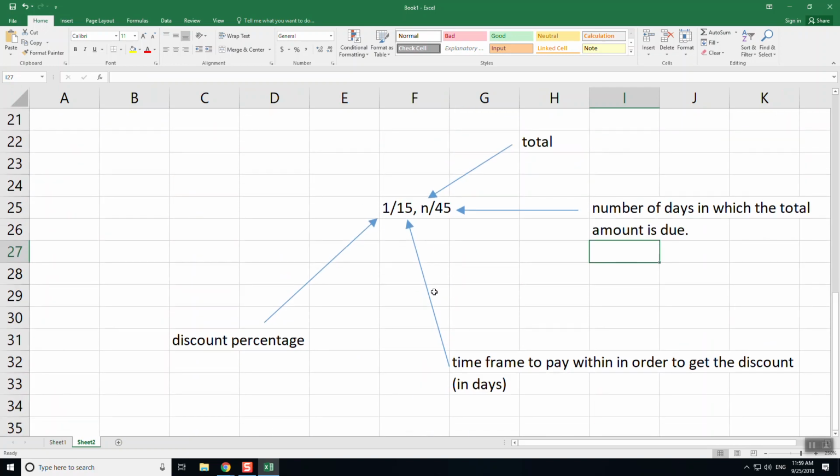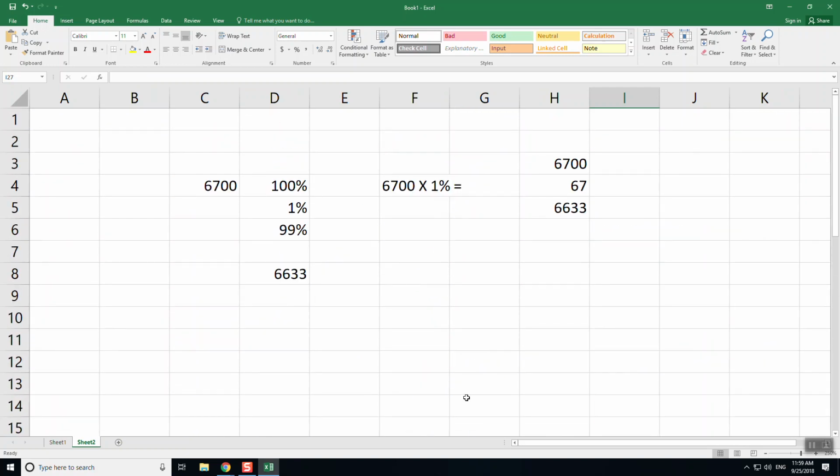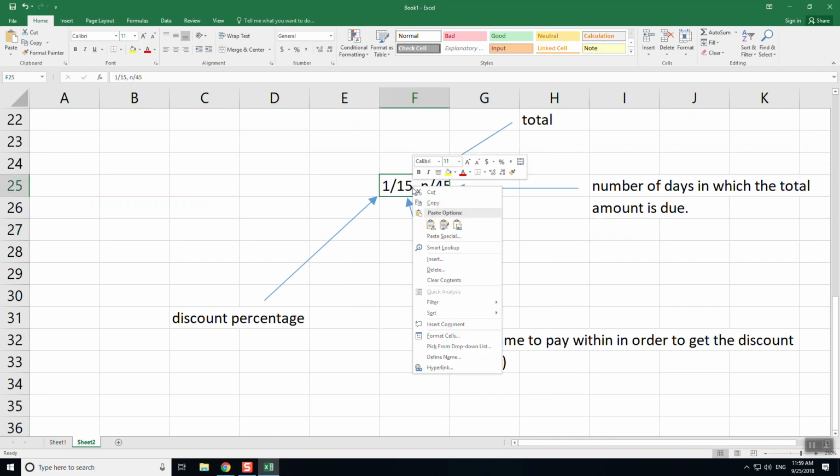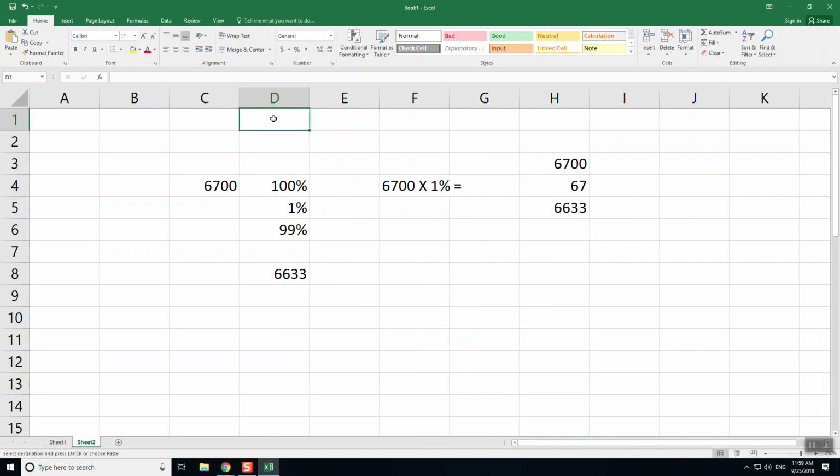Can you do the formula? Yeah, there's the formula. Okay. So we were given 1/15 N45. I'll put that here. So that means if we pay within 15 days, we get 1%. So we recorded it assuming we are going to pay within 15 days. So we went ahead and took the discount, 67, right, which is 1%.